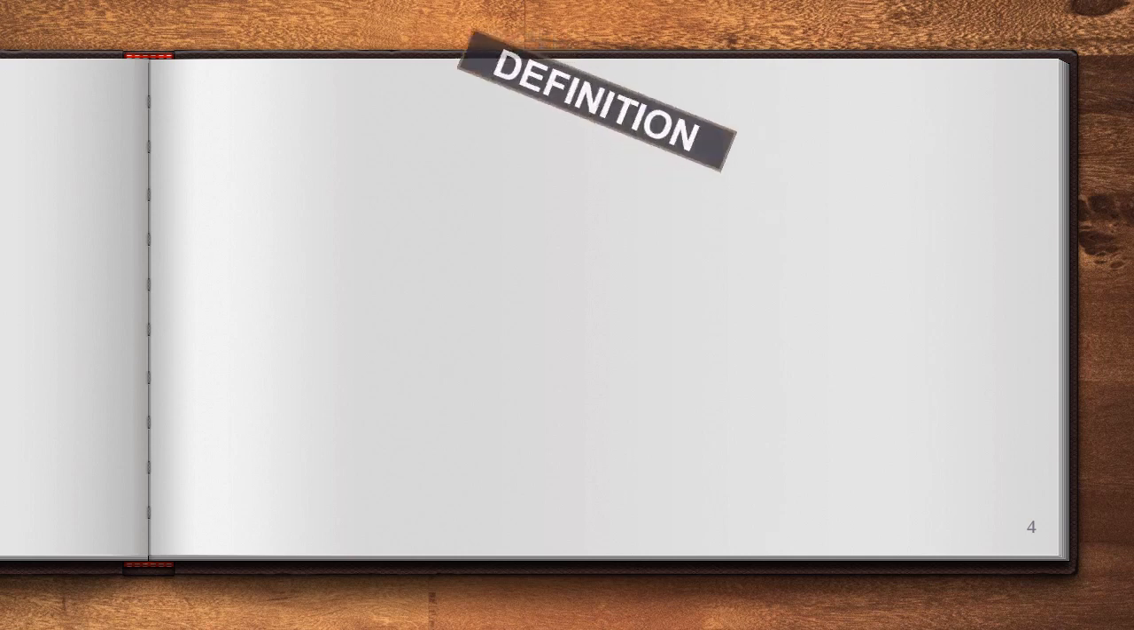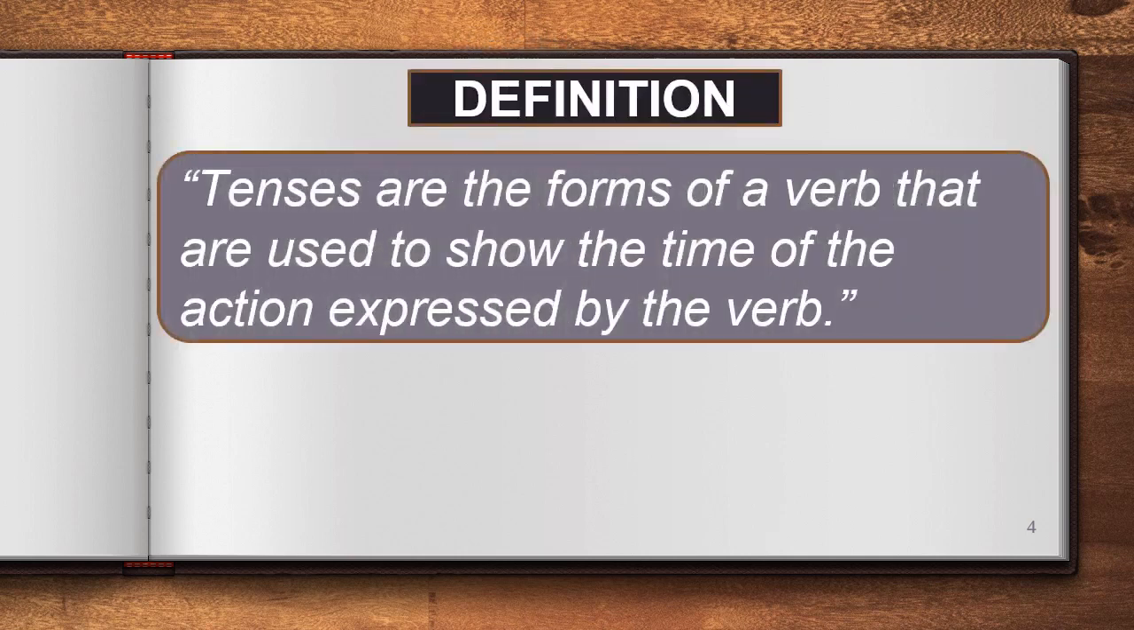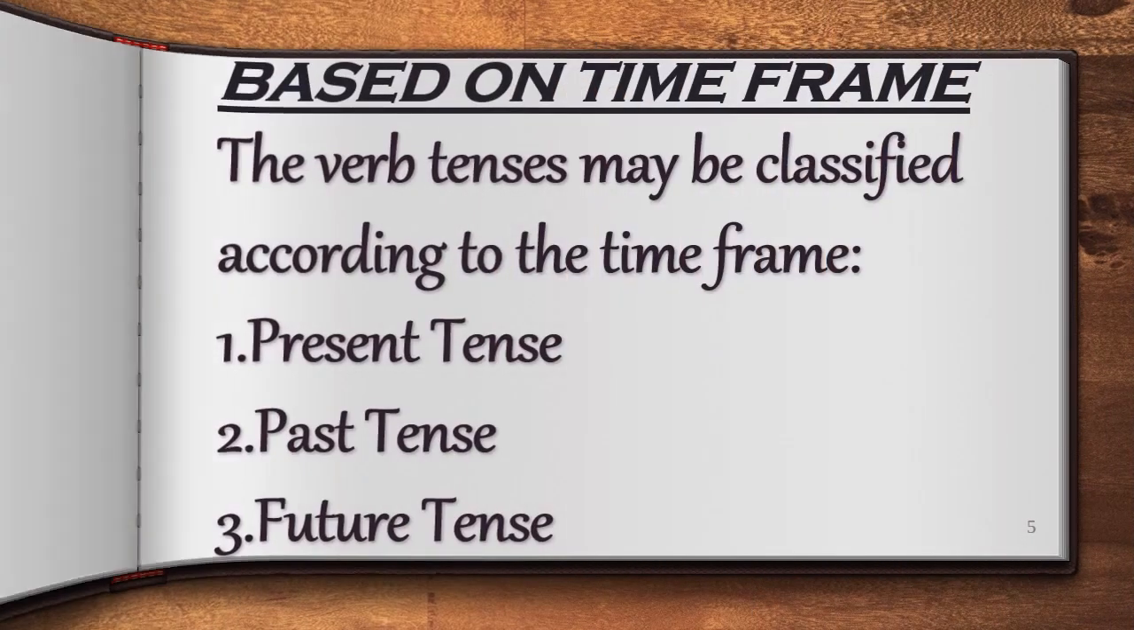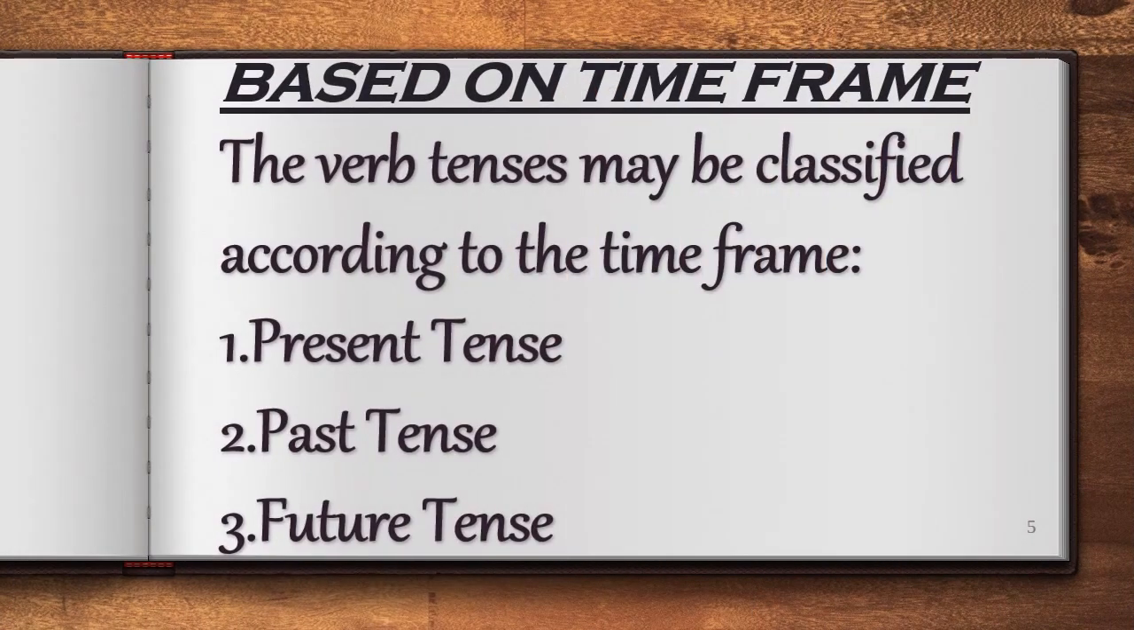Now what do you mean by tenses? Tenses are the forms of a verb that are used to show the time of the action expressed by the verb. Or we can say tenses tell us whether an action takes place in the past, present or future. Now, based on time frame, tenses can be classified in three parts, that is present tense, past tense and future tense.